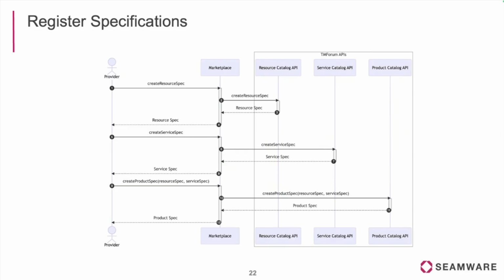So, well, this is a simple diagram on how this will work in a marketplace. You are going to create first the resources, which are created in the resource catalog API. Then you are going to create the services, which are created in the service catalog API. And finally, you are creating the product specification, which is created in the product catalog API, linking the resources and the services.